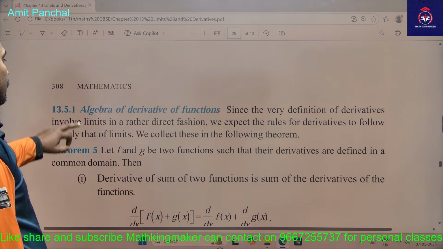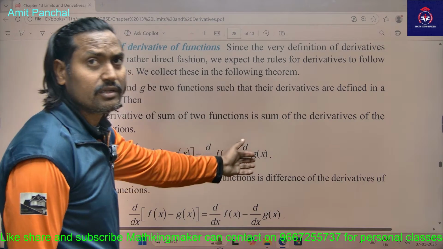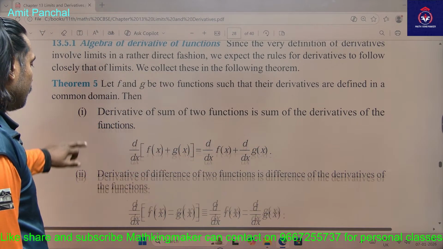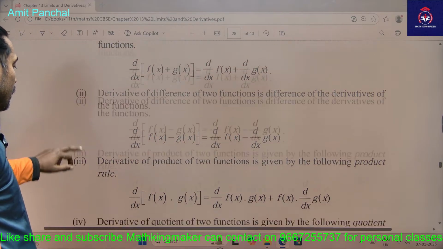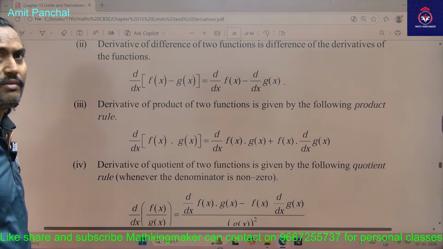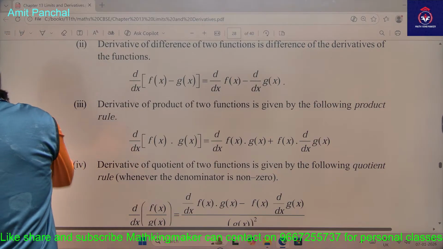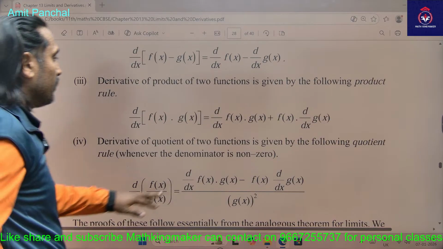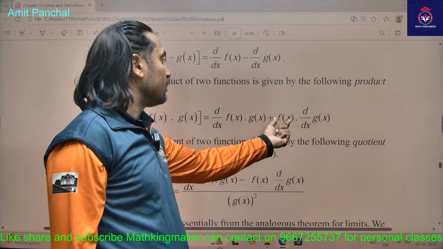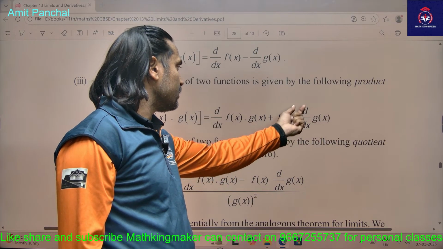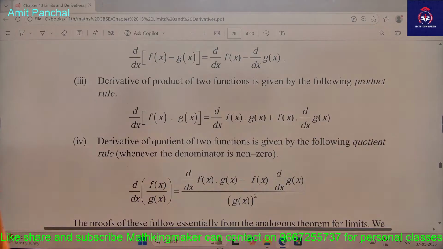Okay, now the algebra of derivatives of functions. That is very simple. If you have the sum of two functions, then it can be differentiated separately. If there is a negative sign in between, then you can do it in the same way. Multiplication is a different thing in case of differentiation. Once you do multiplication, the first function is differentiated and the second function is written as it is, plus the first function as it is and the differentiation of the second function. That is called the product rule of differentiation.